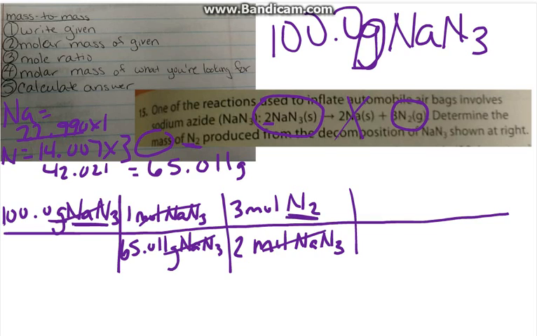Now on to step number 4. I need to find the molar mass of what I'm looking for. This is what I'm looking for. Nitrogen's molar mass is 14.007. I have 2 of those, so my molar mass is 28.014. I know that my grams have to go on top, so that way I can mark out my moles on bottom. So my molar mass goes here.